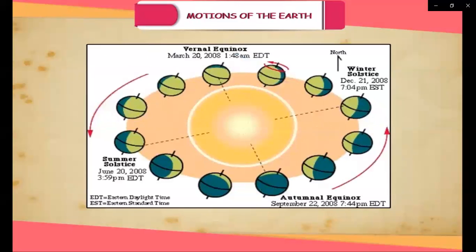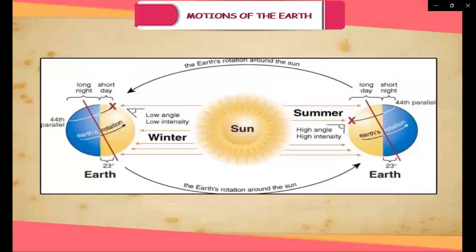Thus, there are changes in the duration of days and nights, and there are changes in seasons because of the rotation and revolution of the Earth respectively.